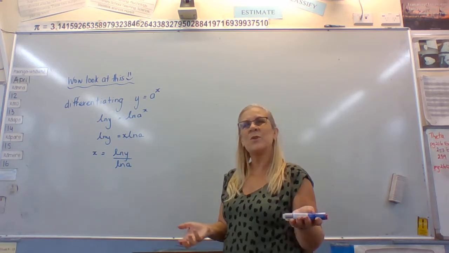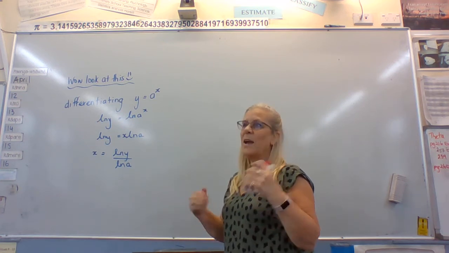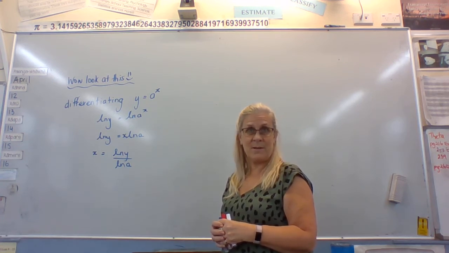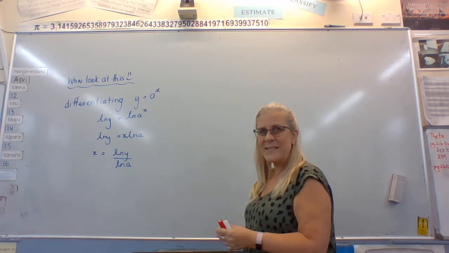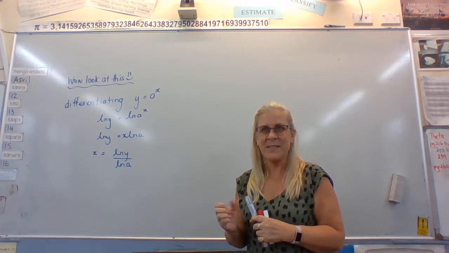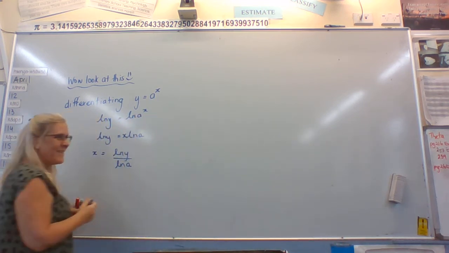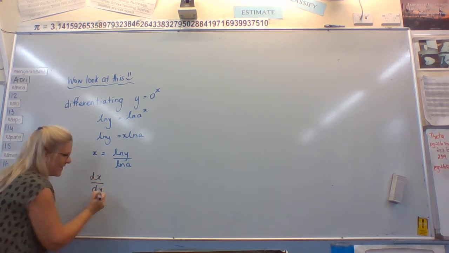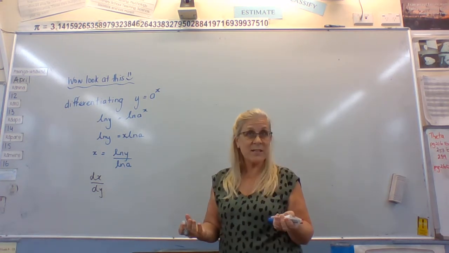Okay, but that's no help at all because we don't have dy by dx. Or do we? Why can't we go dx by dy? It's just the reciprocal, right? It's just dy by dx turned upside down.